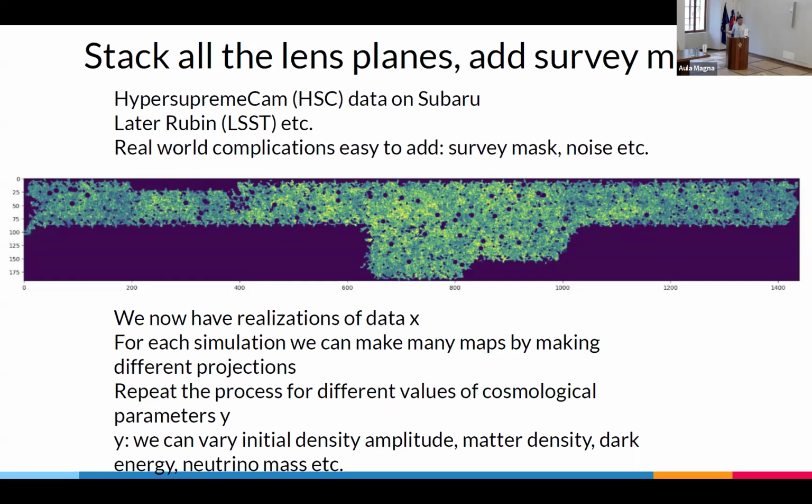Okay, so now once we have this, we have one realization of the data. Now we need to do this many, many times, so we have a lot of training data. We will typically do this 1,000 times for one set of simulations, and we have about 100 simulations where we vary cosmological parameters. These are our cosmological parameters. As I mentioned earlier, could be the initial density amplitude, the matter density, the neutrino mass, dark energy, and stuff like that. So now we have the training data, which is of order 100,000 maps.